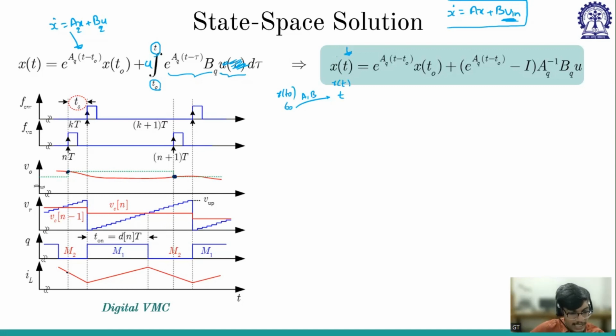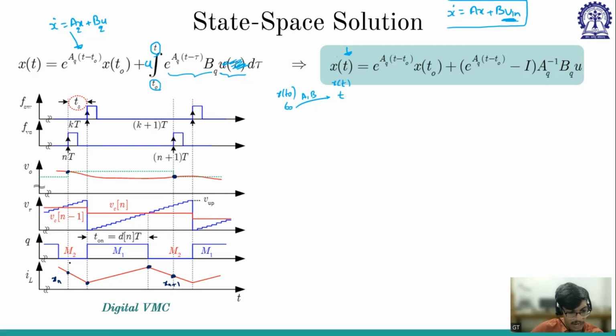So how many regions are there? Let me come back to the inductor current. From here to here is one region, from here to here another region, and from here to here another region. Say this is my xn, this is my xn plus 1. I need to get the relation from xn to xn plus 1. My aim is to get xn plus 1 in terms of xn.